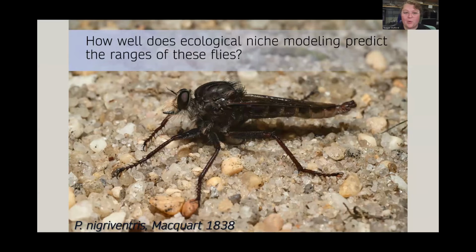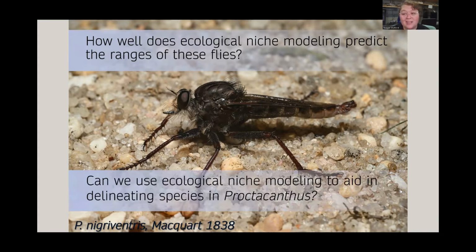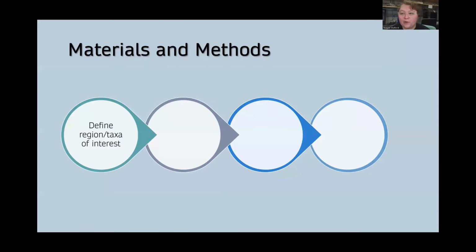And I had two main questions. The first one is, how well does ecological niche modeling predict the ranges of these flies? And then the second one is, can we use ecological niche modeling to aid in delineating species within the genus? So before we could answer these questions, we have to define what exactly we're talking about and where exactly we're talking about it.